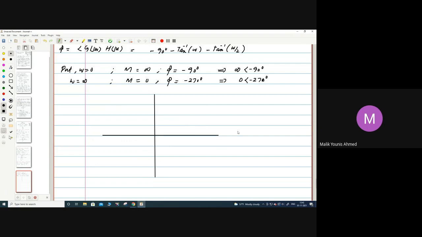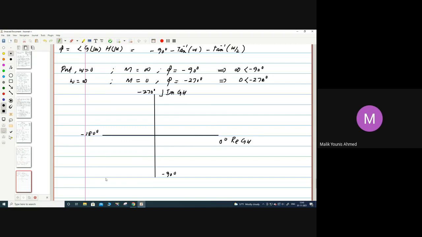Okay, so this is our real of G(jω), and this is j imaginary of G(jω). Now this is your 0 degree, minus 90 degree, minus 180 degree, minus 270 degree, and minus 360 degree is the same as 0 degree.